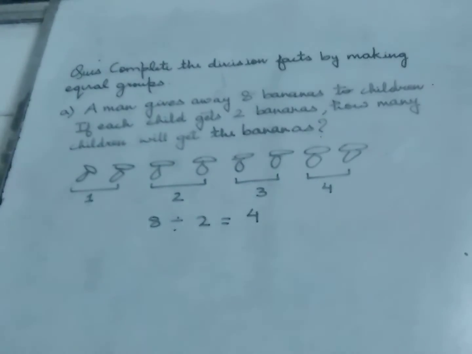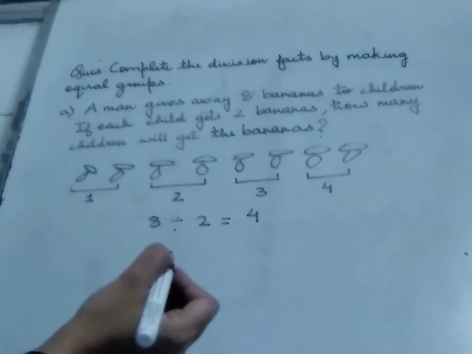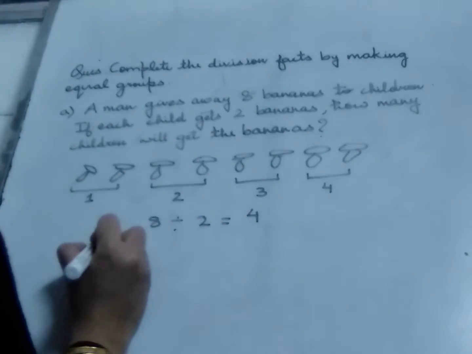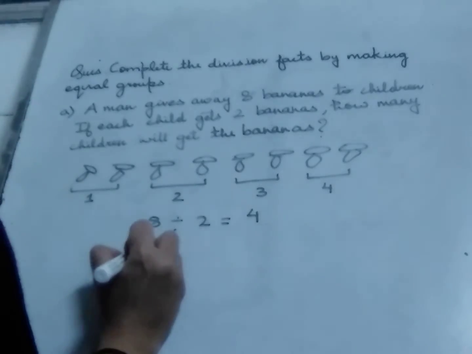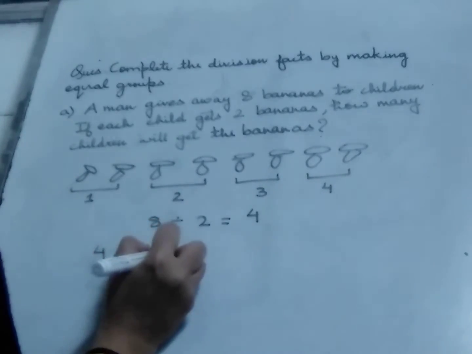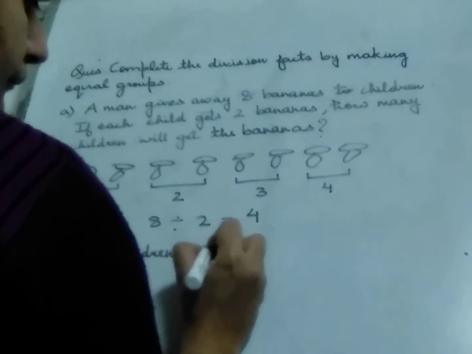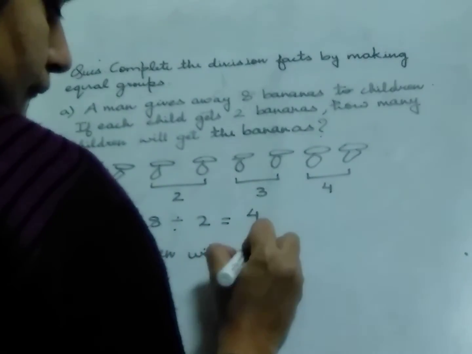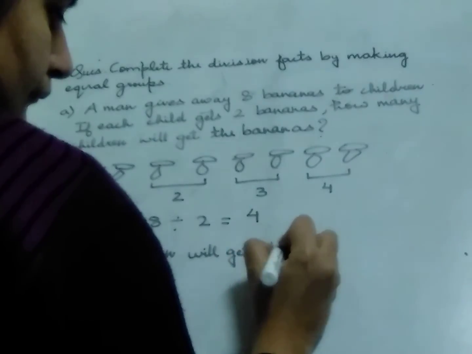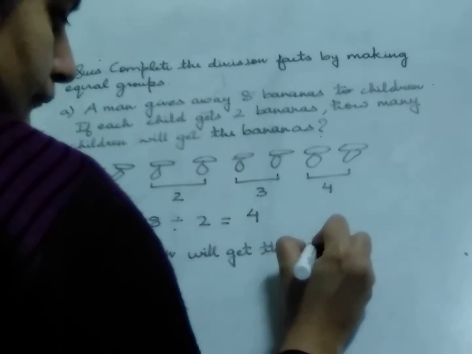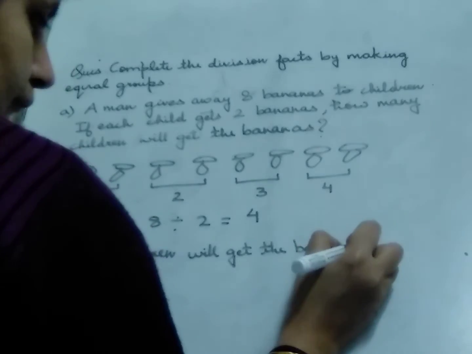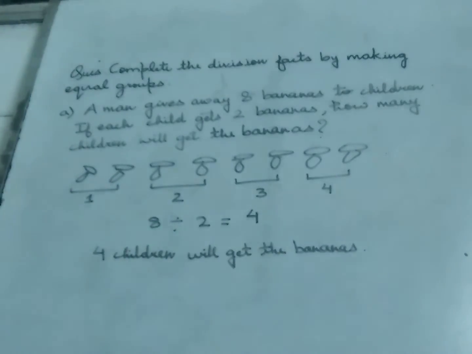This is the first child, second child, third child and fourth child. So there are 4 children here. So your division statement is 8 divided by 2, your answer will be 4. This is your division statement. And you can write it, how many children will get the bananas? 4 children will get the bananas. Okay, let's come to the next question.